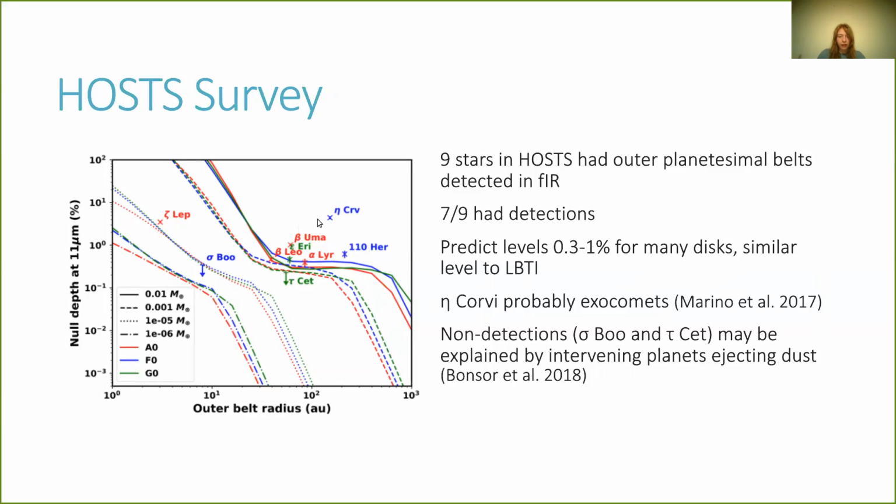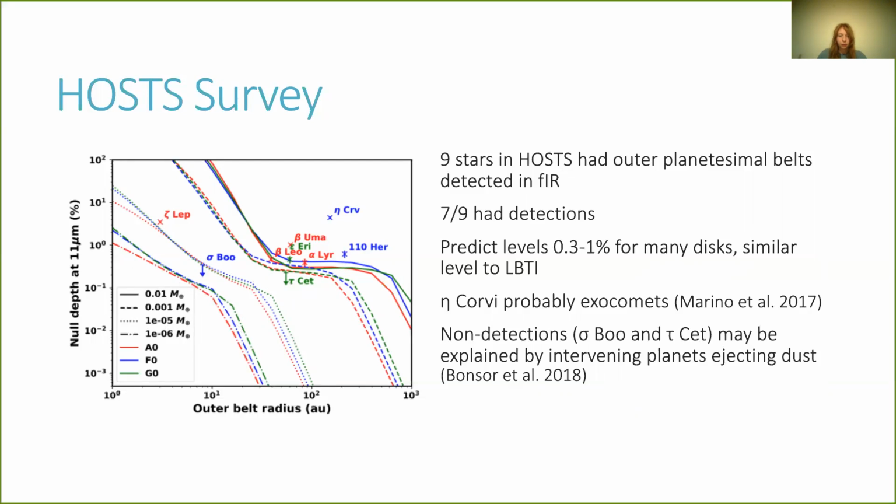For example, Eta Corvi is exceedingly bright and likely can't be explained by Poynting-Robertson drag. So this has previously been modelled to be due to exocomets being scattered into the habitable zone. And then the two stars with non-detections, as mentioned earlier, we predict that they should have detectable exozodi from PR drag, so it could be that there's intervening planets ejecting dust before it reaches the habitable zone. And then we can also see on here that even very low mass disks can still produce significant levels of exozodiacal dust.